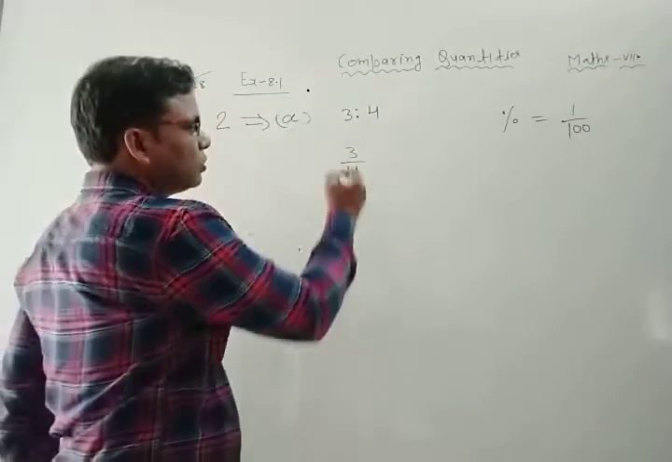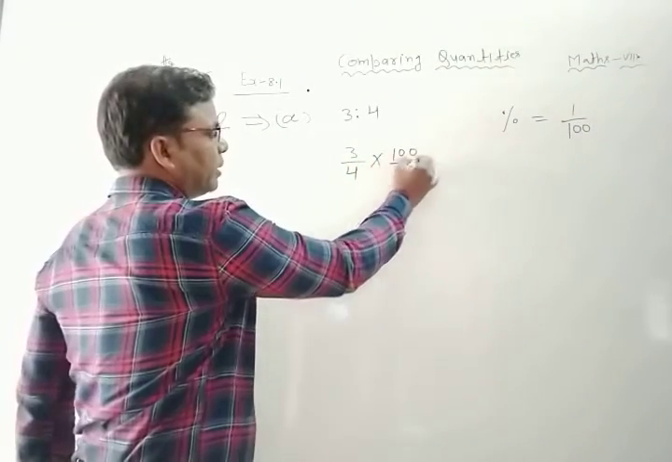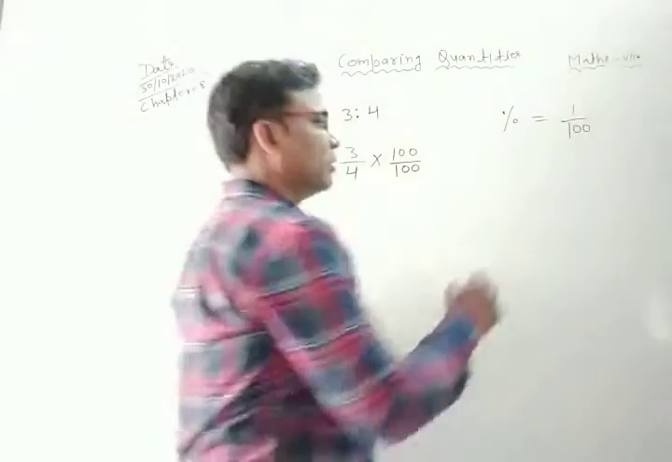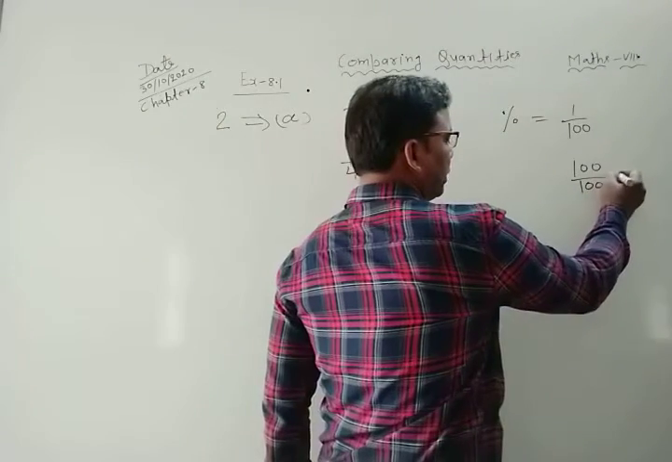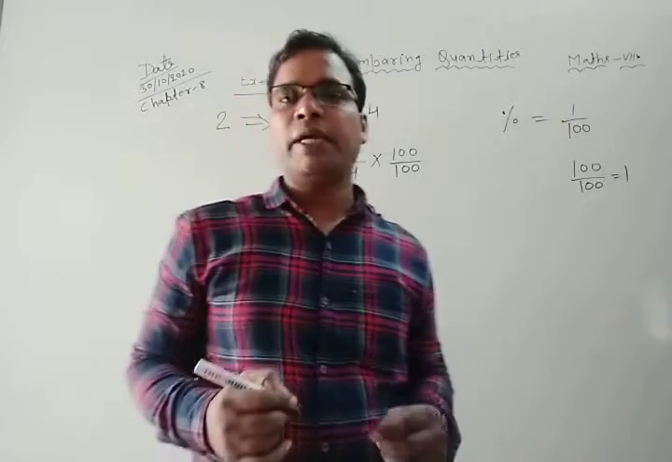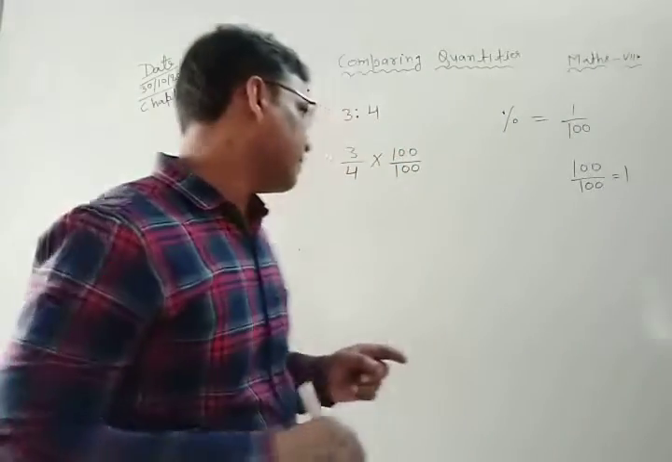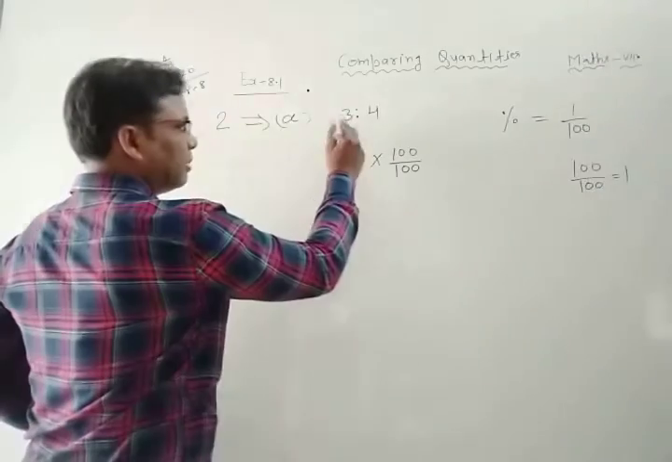Now you can also multiply it by 100 by 100. 100 by 100 means 1. And you know very well, if you multiply any number by 1, then you obtain that same number. So first you write the given ratio 3/4.